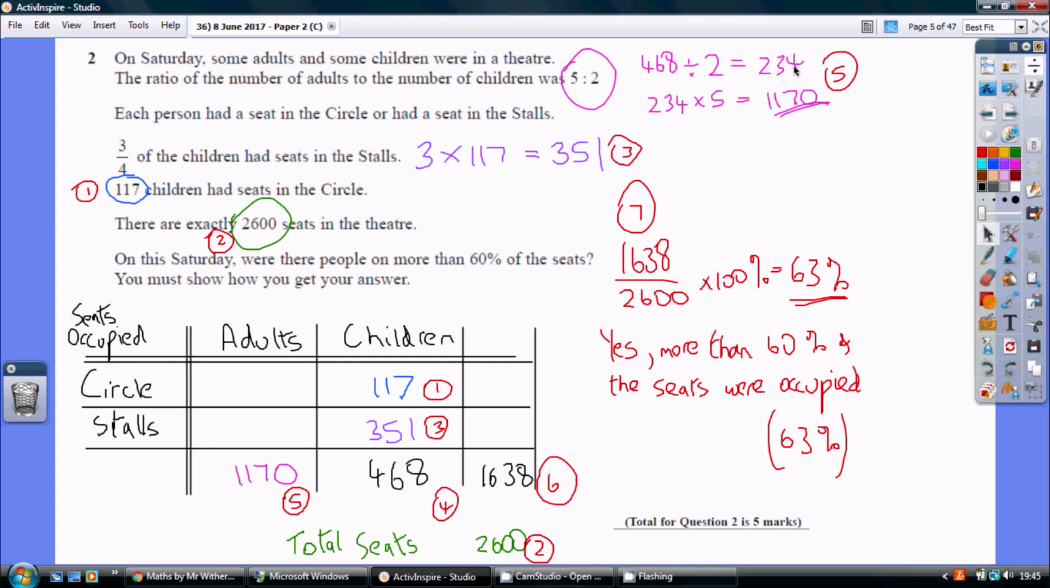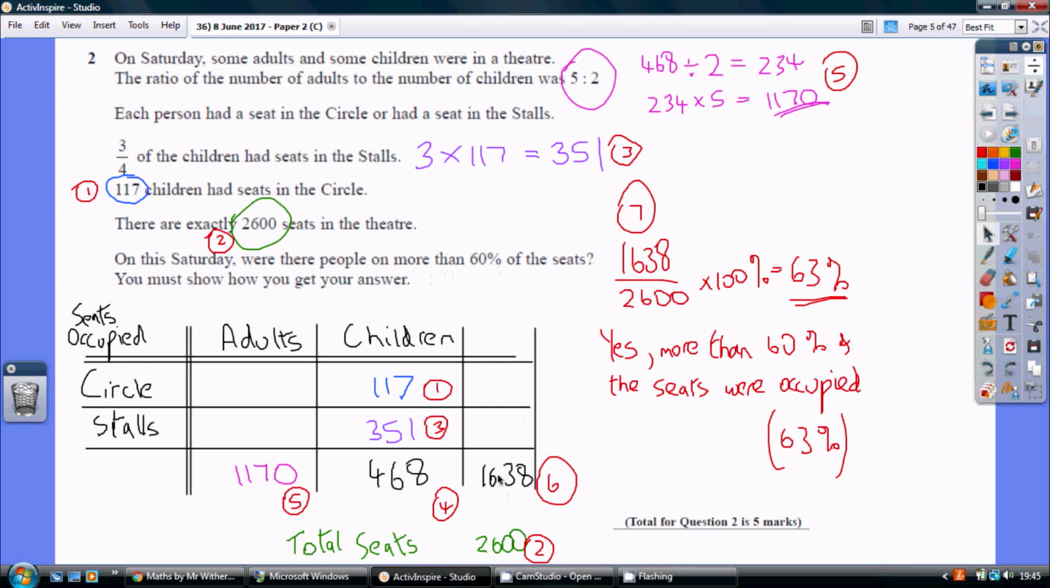And then, given that that's 1 part, 5 parts, which is the number of adults, is going to be 5 lots of this. So 5 lots of 234 gives us 1170. So that's the total number of adults. So we've got 1170 adults and 468 children. So altogether, the number of seats occupied is when we add these two together, which is 1638.